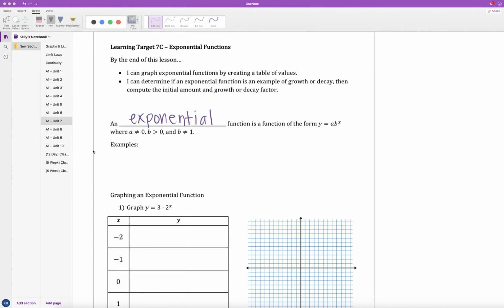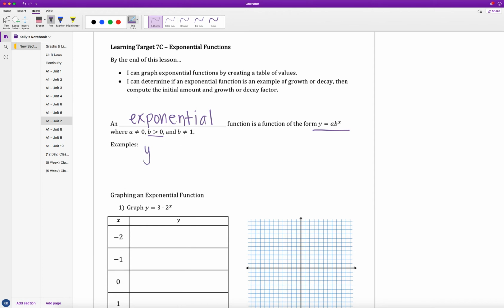So let's start with what an exponential function is. An exponential function is a function of the form y equals a times b to the x, where a does not equal 0, otherwise we just end up with 0. B is bigger than 0 but not equal to 1. So we want the base of our exponent here to be a positive number, but we don't want it to be equal to 1, otherwise we would just end up with the function 1, which would be pretty boring and wouldn't actually give us the shape that an exponential function has.